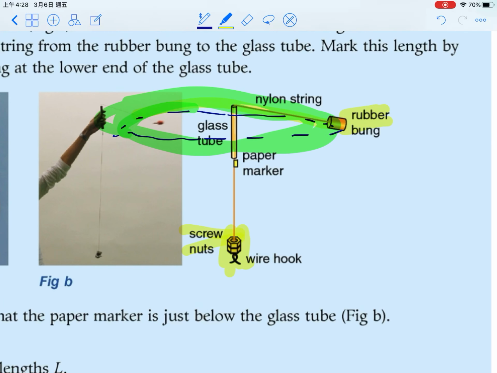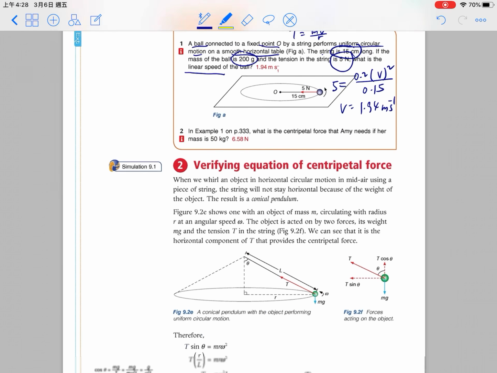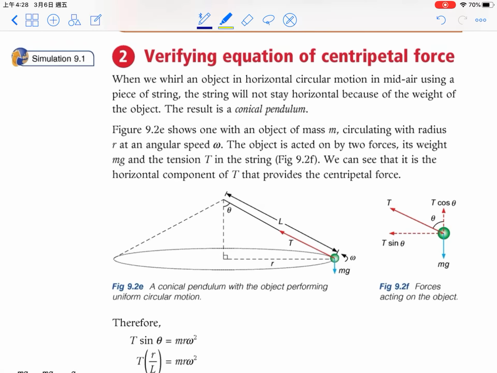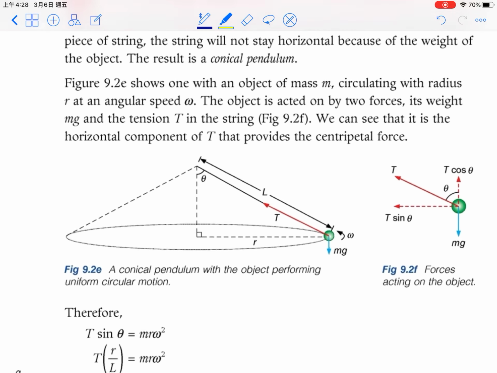Okay. Actually, this is the SBA experiment.